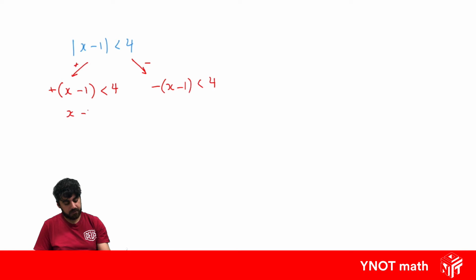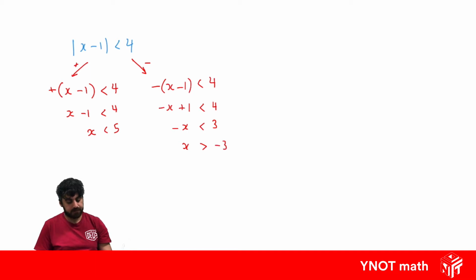So this is just x minus 1 is less than 4. So we add 1 to both sides, so x is less than 5. This one we can expand the minus to get minus x plus 1 is less than 4. So we minus 1 on both sides, so we get minus x is less than 3, and divide both sides by negative 1, which means we have to flip the inequality, and we get x is greater than minus 3.